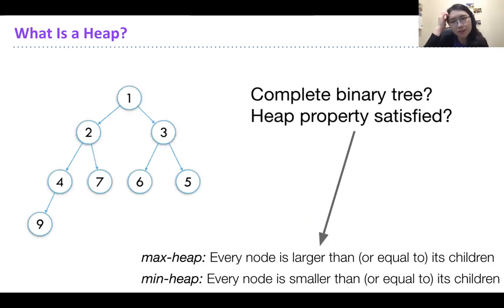So the first thing is, what is a heap, right? There are two types of heaps. The first one is the max heap, in which every node is larger than or equal to its children. The second is the min heap, in which every node is smaller than or equal to its children.